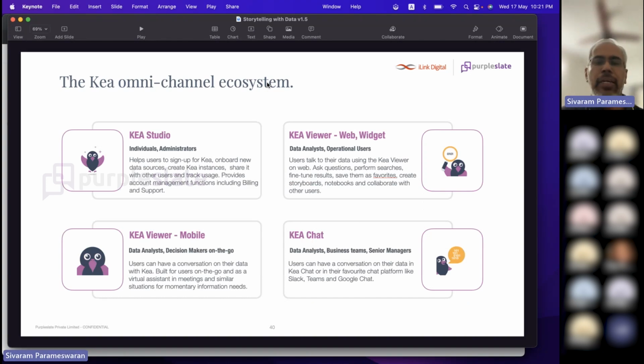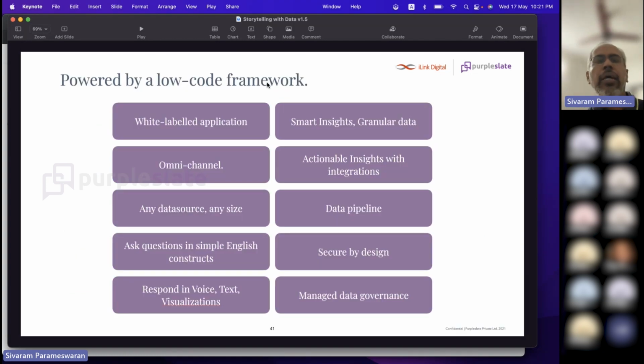So I just talked about the omni-channel ecosystem. The studio is more like the low-code platform for you to set it up. The other ones are all for you to consume the data: the chat widget, which I showed you, the search widget, as well as the mobile app, right? So, at a high level, some feature summary.